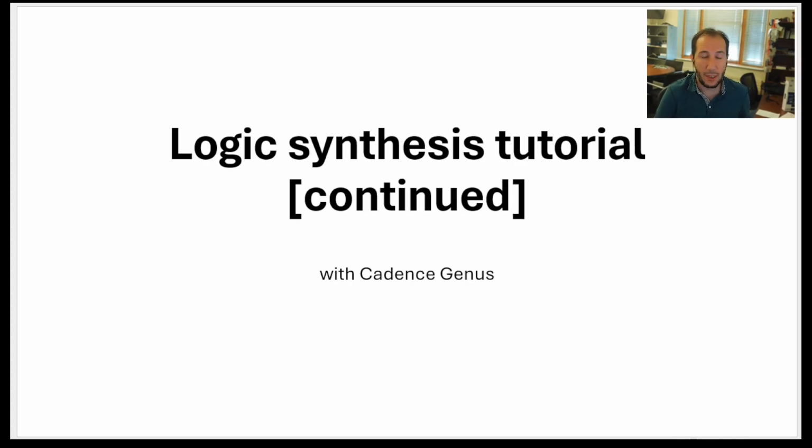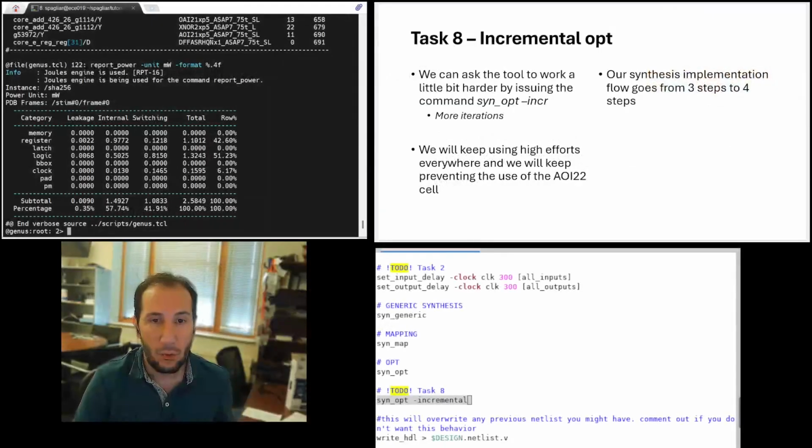We're gonna pick up where we stopped last time with task number 8. So what are we doing in task number 8? We're gonna change our synthesis script just a little bit, and we're gonna add one additional step. This step is called incremental. It's part of the synthesis OPT command, but we add this option -incremental. So we go from a 3-step flow to a 4-step flow, basically.